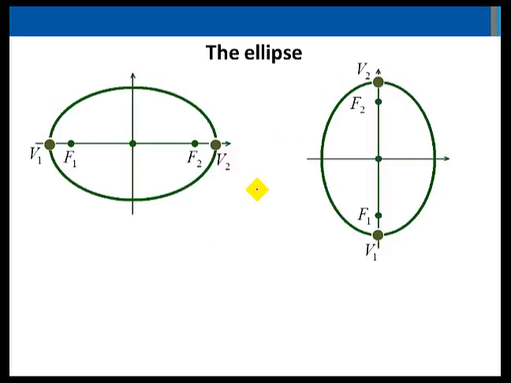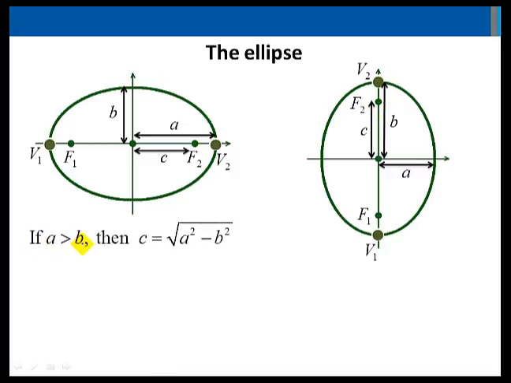Here are two different views of ellipses, one elongated in the horizontal direction, the other elongated in the vertical direction. On each of these, A is the distance from the center along the horizontal axis to its intersection with the ellipse. B is the distance from the center along the vertical axis to its intersection with the ellipse. C is the distance from the center to a focus.